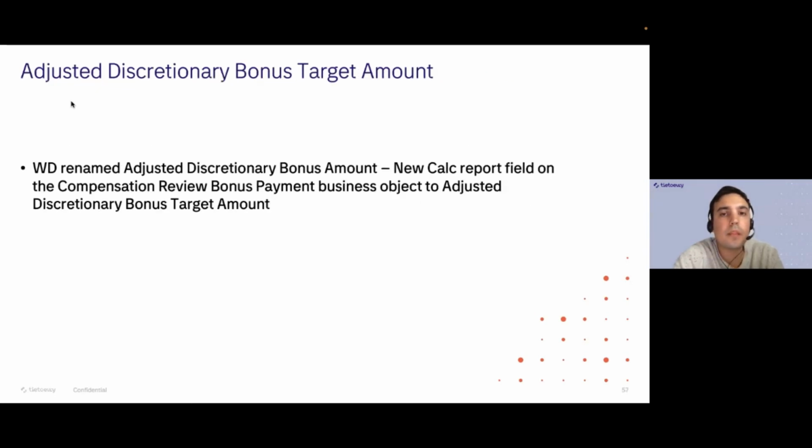And there has been a renaming from Workday. The adjusted discretionary bonus amount new calc report field that you can see on the compensation review bonus payment business object has been renamed to adjusted discretionary bonus target amount.